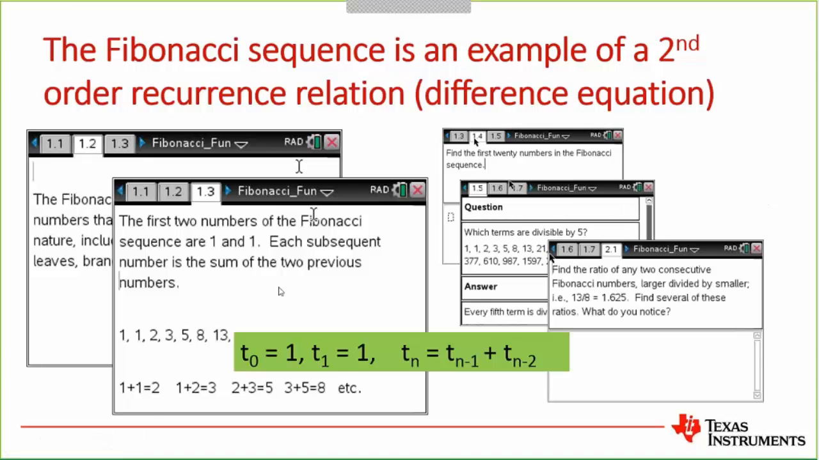And this is from a package on Fibonacci. If I said that the initial term, T0, is 1 and T1 is also 1, then the nth term will be Tn minus 1 plus Tn minus 2. So I'm going 2 back in history to define my nth term.